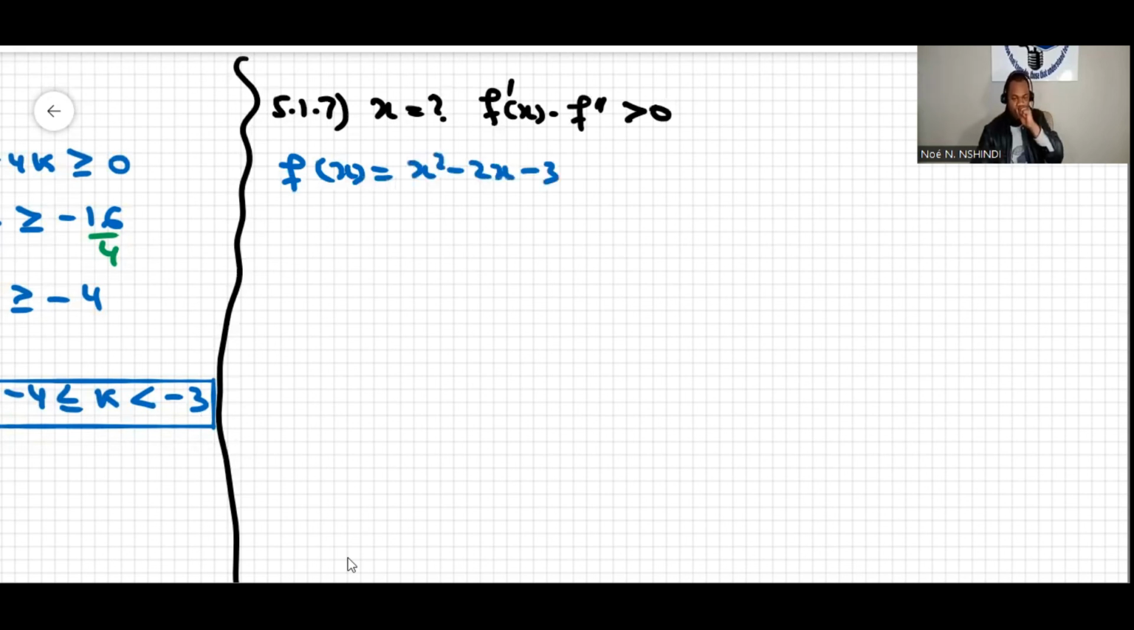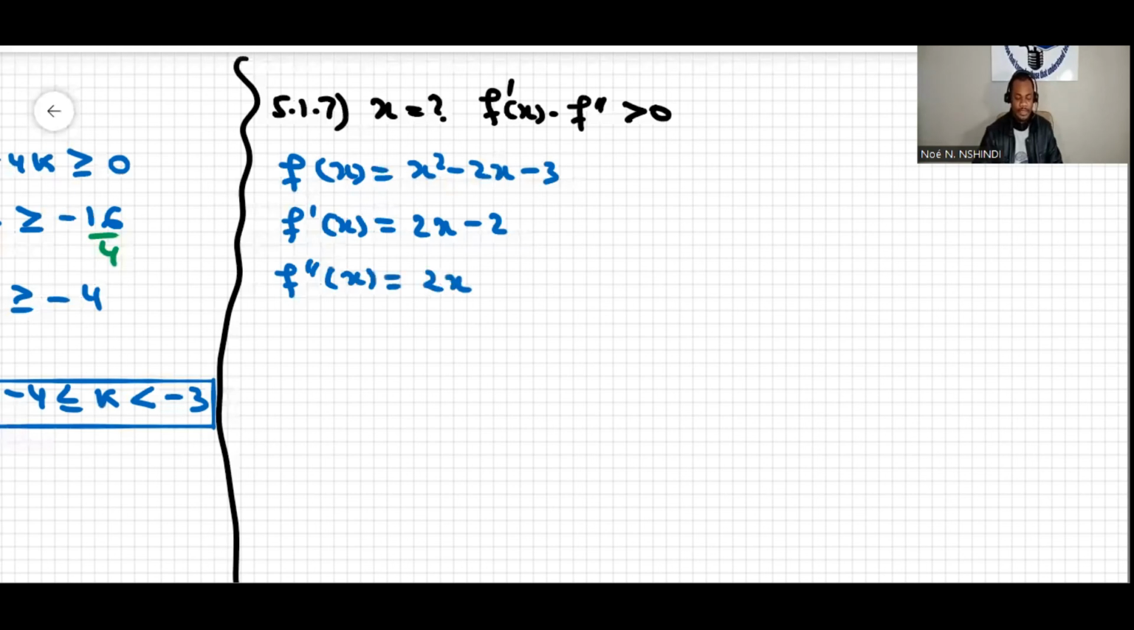So now f prime of x will be 2x minus 2, and f second of x will be... excuse me, not 2x but just 2, because we differentiate over here, we derive this function, so it becomes 2x minus 2. The derivative of the constant is just 0.